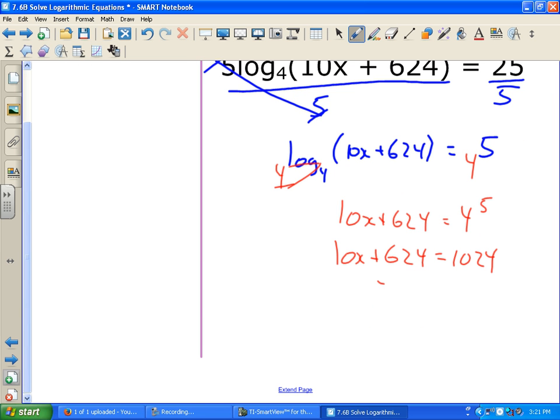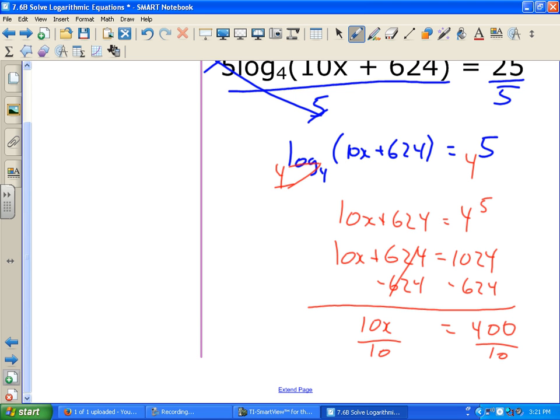We're going to go ahead and subtract 624 from both sides of this equation. That gives me 10x equals 400. Divide both sides by 10. And x is going to equal 40. Done.